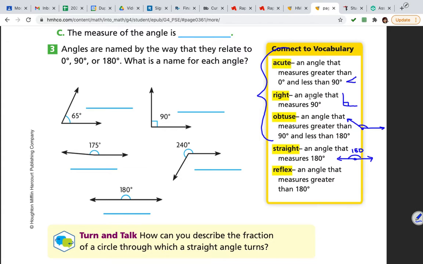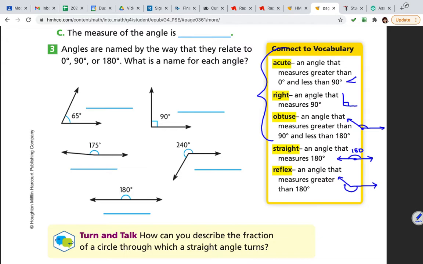So it would be something like this, but we're not measuring the inside, we're measuring out here, okay? Let me try this again. A reflex is an angle that measures larger than 180 degrees. So we're measuring out here, okay? So let's look at number 3.